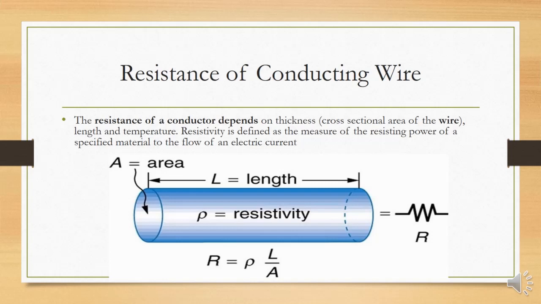So this is the formula for the resistance of a wire whose length is capital L and whose cross sectional area is capital A, and the resistivity is rho, which is a constant value for a particular medium, and the resistance symbol is like this one.